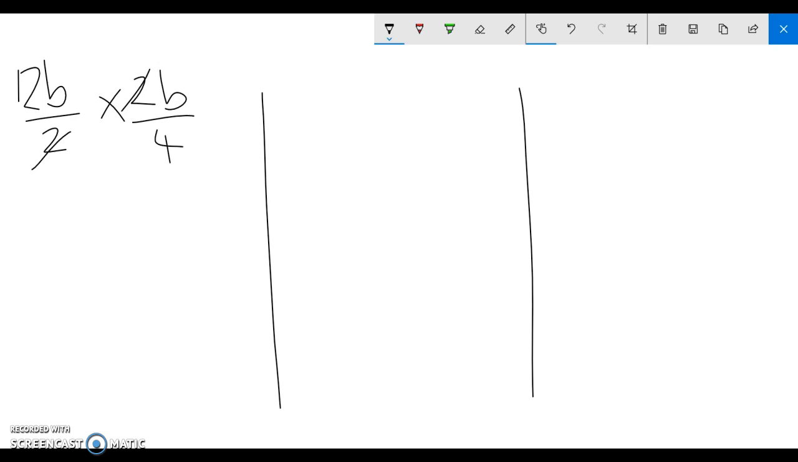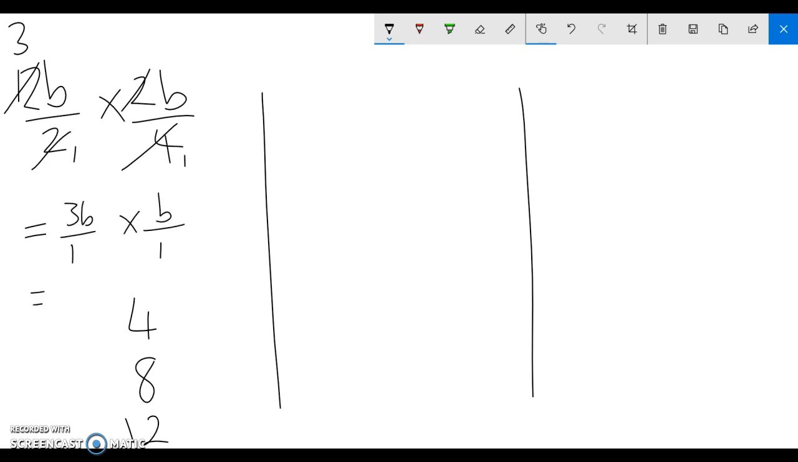Now I can also go, does 4 go into 12? And the answer is, again, multiples of 4: 4, 8, 12, there are 3 4s in 12. So I can cancel that 4 and that 12 becomes 3 because I'm really dividing 12 by 4. So now, remembering that that's 1 and that's 1, that becomes 3b over 1 times b over 1, which is really equal to 3b times b. If you multiply something by itself, it becomes squared, so it equals 3b squared over 1, which is the same as 3b squared.